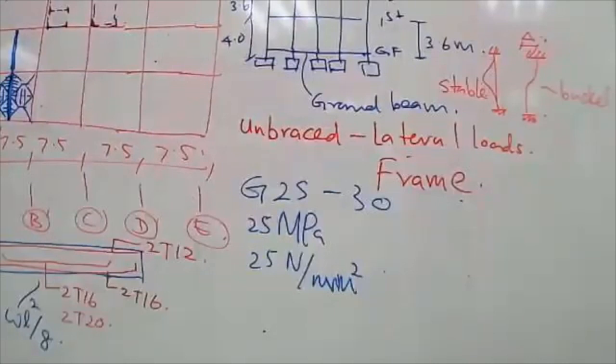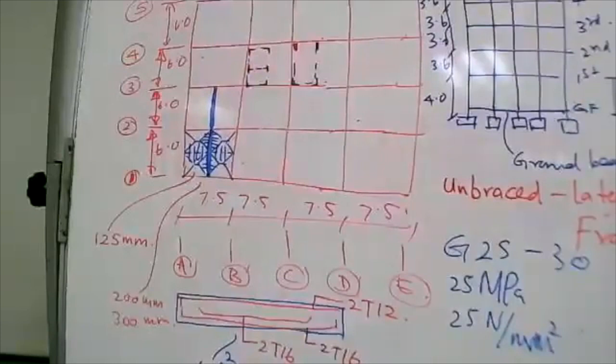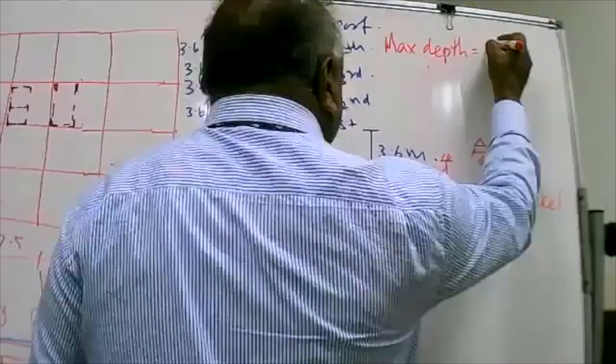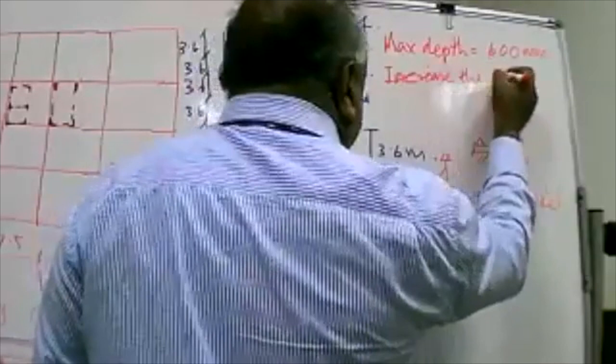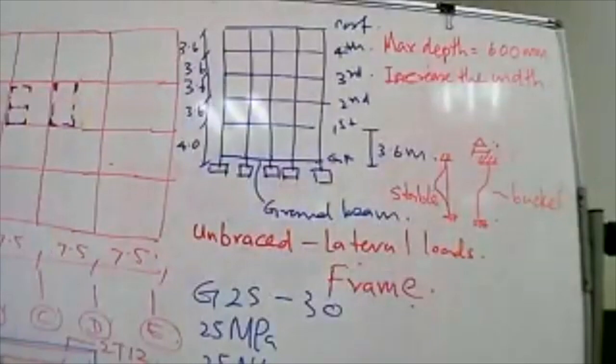So, now we have beams. We have to select the beams. Now you can see we are talking about 6 meters and 7.5 meters. But there's a rule for all the buildings. What is the rule? Maximum depth. Any problem? Increase the depth. You can't manage it. With a normal width of 250 or 300, will you increase the depth or width? We increase the width.